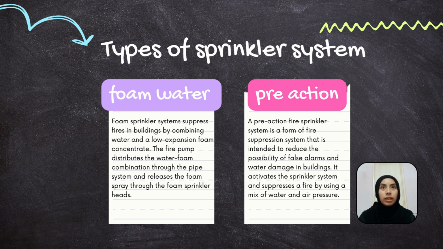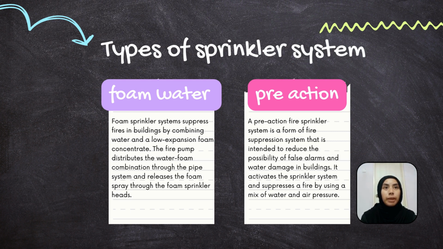The foam is fed into the pipe following the fire pump from a foam bladder tank, allowing it to mix with the water. Lastly, pre-action system. A pre-action fire sprinkler system is a form of suppression system that is intended to reduce the possibility of false alarms and water damage in buildings. It activates the sprinkler system and suppresses fire by using a mix of water and air pressure.